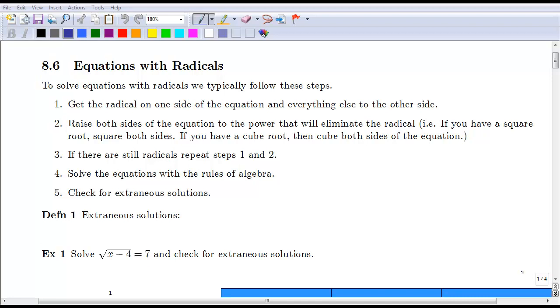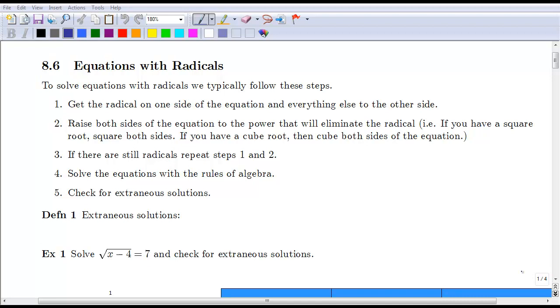And this is just kind of a loose framework to follow. Sometimes you might not need to use all of these steps, but essentially the best way to do this is to try to get the radicals on one side of the equation and everything else on the other side.